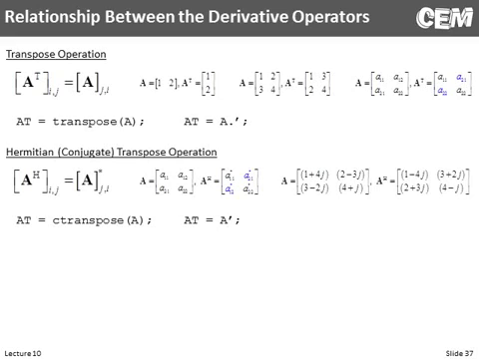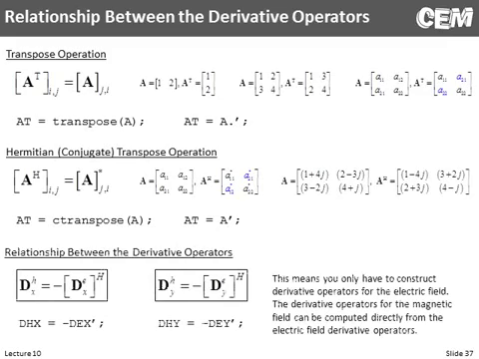So here's the useful thing. The derivatives for the electric fields and the derivatives for the magnetic fields are related through this Hermitian, or complex, transpose. In fact, all you have to do is construct the derivative operators for the electric fields, and you don't have to do it again. You can just readily calculate the same derivatives for the magnetic fields.